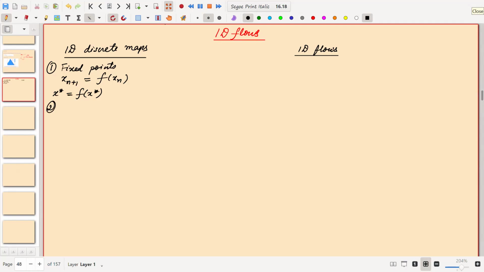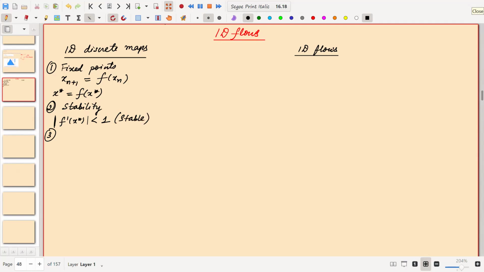After understanding the fixed point, what we understood next is the stability of a fixed point. A fixed point is stable if the absolute value of the derivative of f at the fixed point is less than 1. If the absolute value is greater than 1, it's unstable. So this is a stable fixed point.